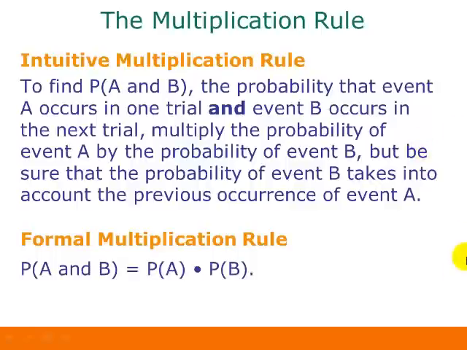Now, the formal multiplication rule actually talks about multiplying together probabilities. So this says that the probability of A and B equals the probability of A times the probability of B.